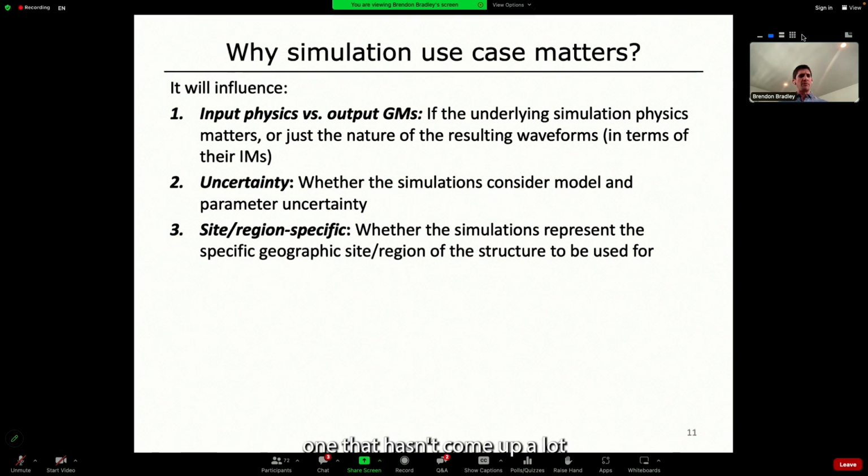One that hasn't come up a lot but should be relatively obvious and is a key attribute of performing simulations is the site or region specific nature that they have.